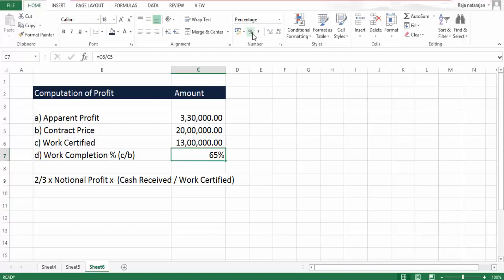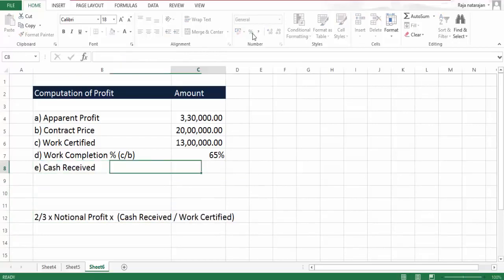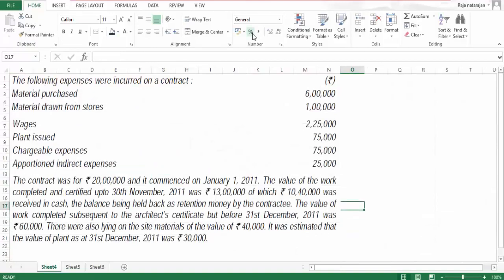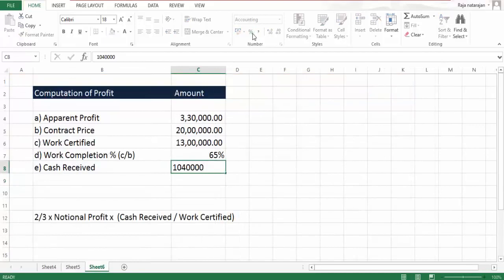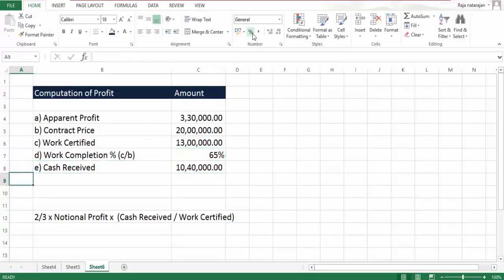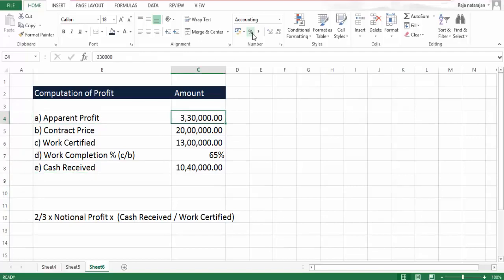Now we have to take the proportion of cash received to work certified, because that has to be applied here. So let me keep the formula somewhere over here. The cash received is 10,40,000 against work certified, which is 13 lakhs. We can directly apply it in the formula, no need to calculate the proportion separately. We know the notional profit is 3,30,000. That should be multiplied by 2/3, and then multiplied by cash received and divided by work certified.